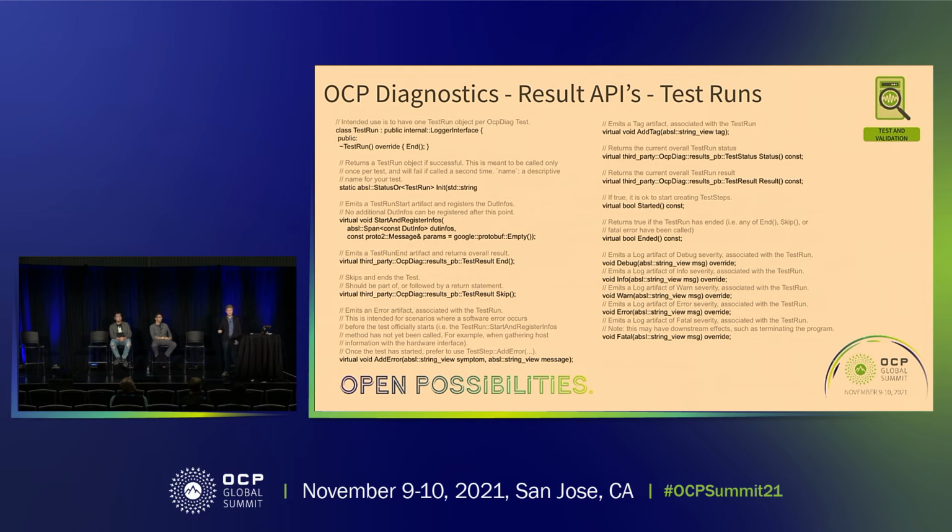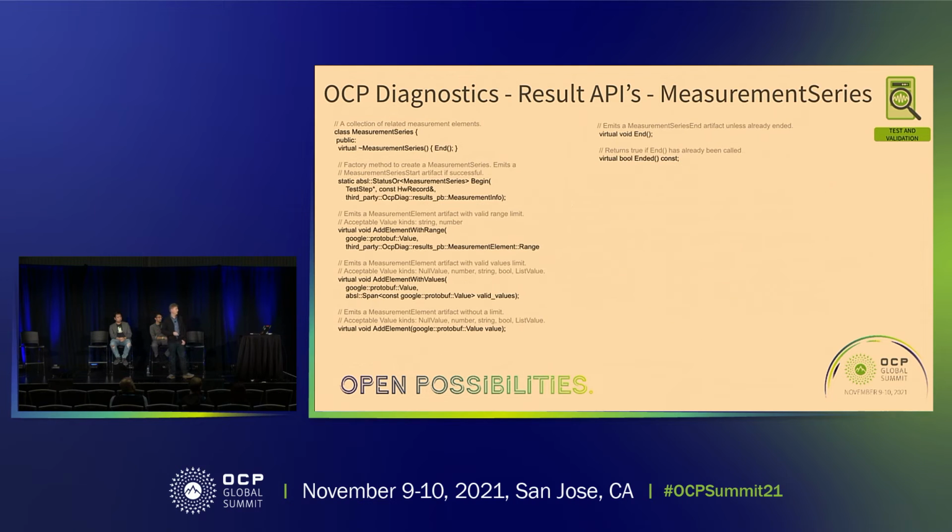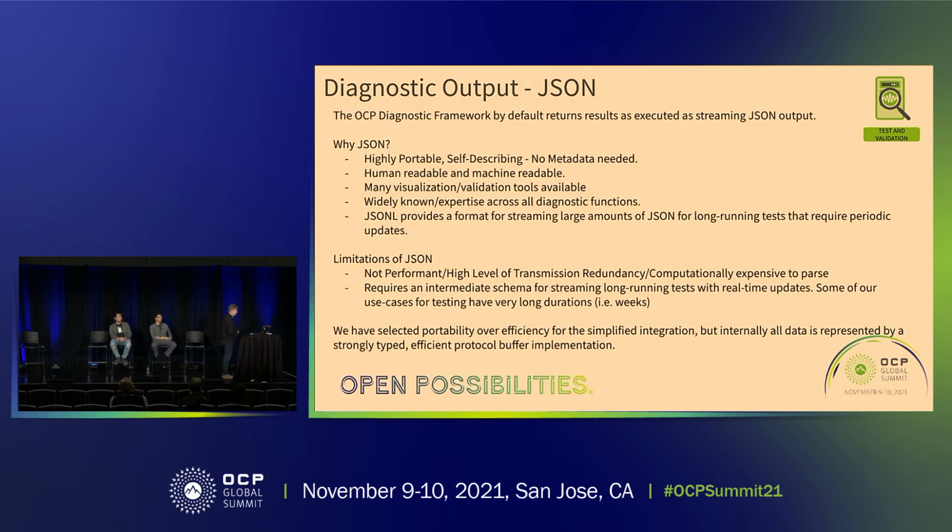So to generate that, we have APIs that can generate the test runs. We have APIs that can generate the test steps. And we have APIs that can generate all that supporting data. Now, there's several of these. This here, for instance, is the measurement series. But if you look, they're all very simple. They're add, output, you know, create the object. It's very, very easy to use.